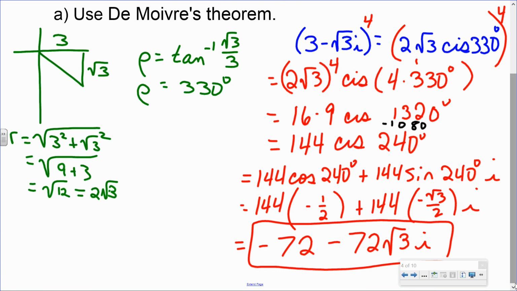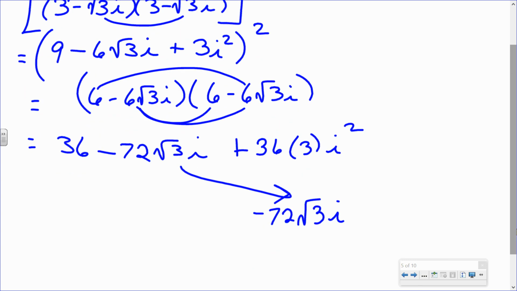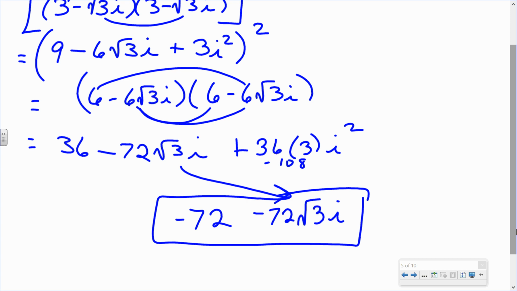Let's see if we can get the minus 72 for the real part. So let's see, i squared is the negative 1, right? And let's see, if I multiply these, 3 times 6 is 18, 108, so I really need to subtract 108. What is 36 minus 108? So we do get the minus 72 in there. We got the same thing both ways. Anybody comfortable with how that worked?